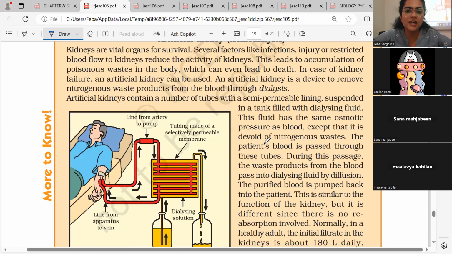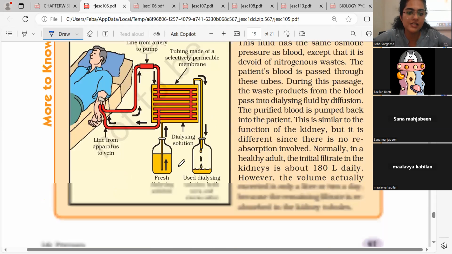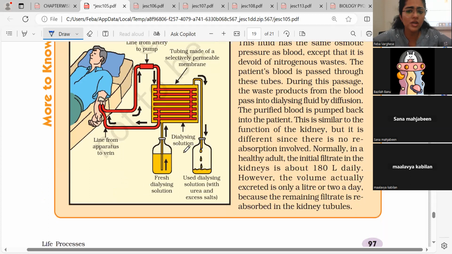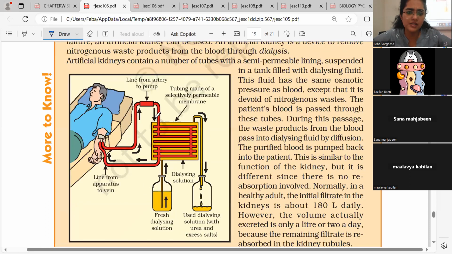And what is done in hemodialysis, guys? There is a dialysing machine, right? Dialysing machine contains dialysing solution in it. When the patient's blood is transported through this dialysing machine, what happens? The blood is getting purified. All the waste products in the blood are moving into the dialysing fluid by the process of diffusion. Once the blood is purified, it's pumped back into the patient's body.